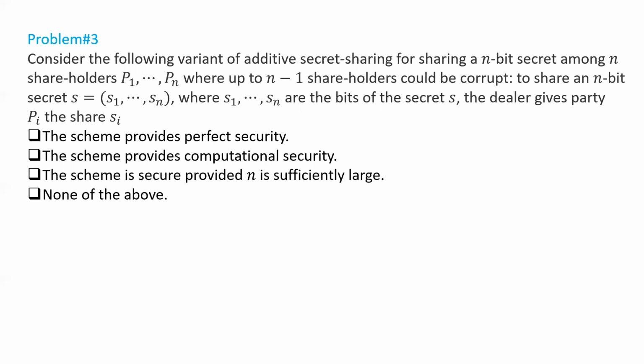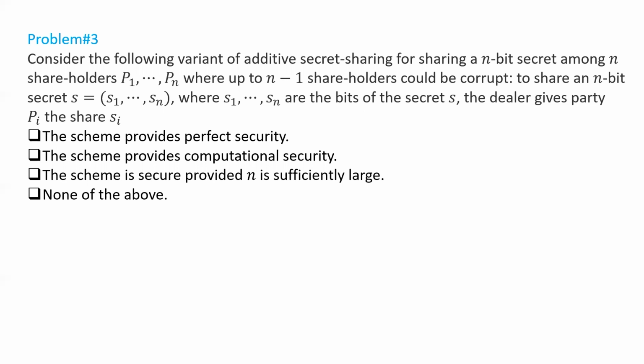So what happens is that whenever, let's say, n-1 parties collude, n-1 bits of the original secret are already known.